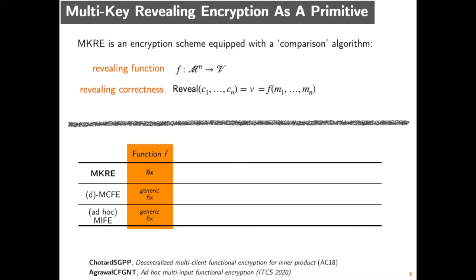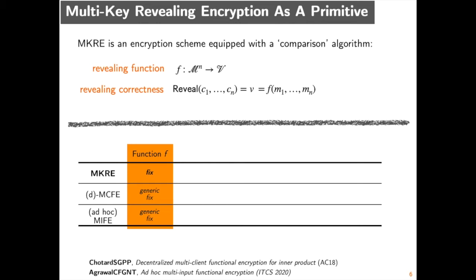Therefore, in recent years, researchers have started to focus on schemes that work for a specific functionality. And here I just cite two papers out of the many that are out there. Chotard et al. made the first decentralized multi-client functional encryption scheme for the inner product functionality only. And Agrawal et al. have the first ad hoc multi-input functional encryption, also for a specific functionality.